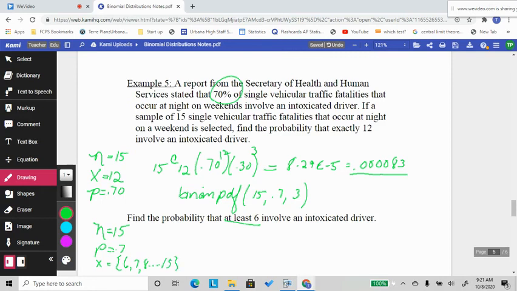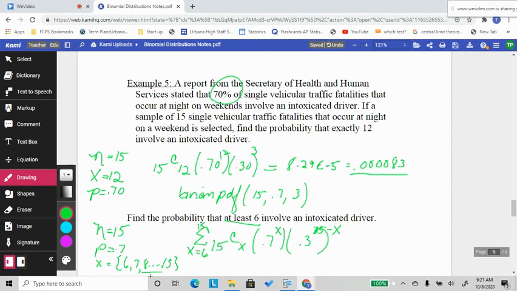So I'm going to do my formula first. I have 15 choose x. My x's are going to change. I have to do a sum. I'm going to start at 6 and end at 15. Then 0.70 to the x, 0.30 to the 15 minus x. All right, so let's go through this. Anytime I have more than one x, I need this sum. So I'm going to start at 6 and go to 15. This is start, stop.